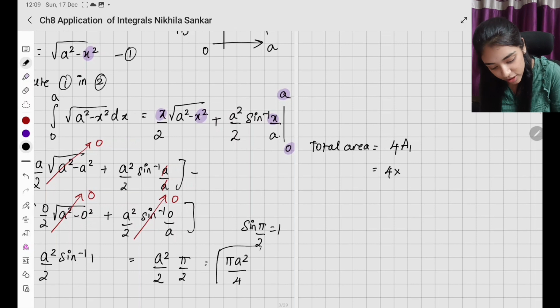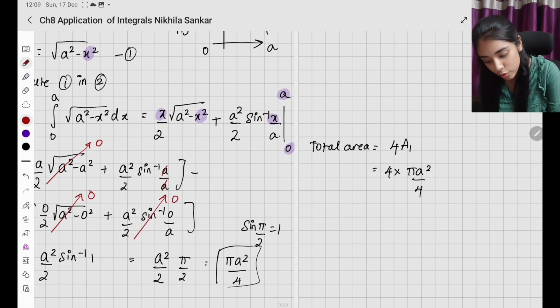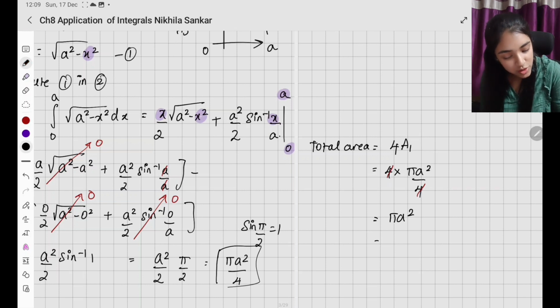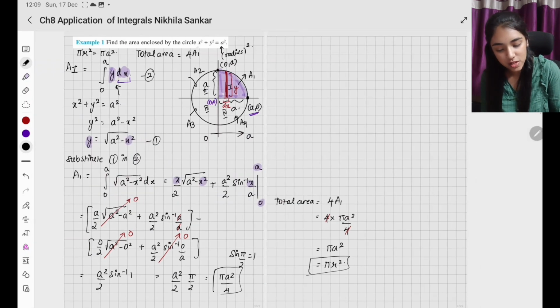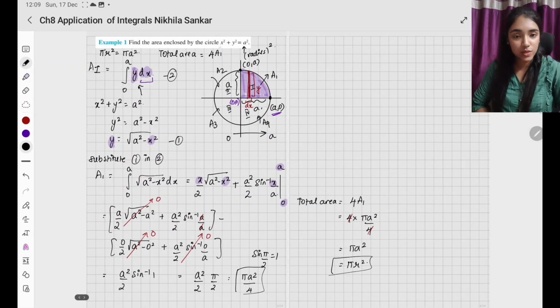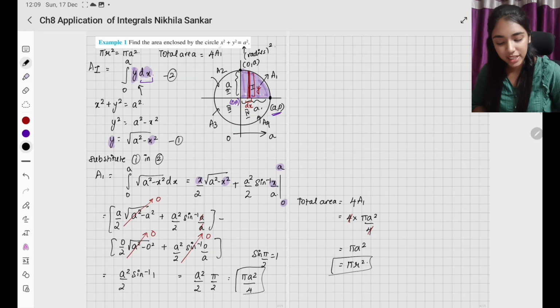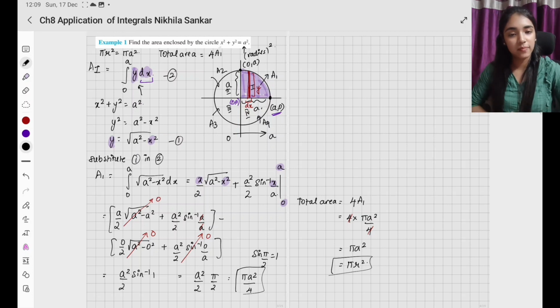What did I get here? For a1, it is going to be pi a square divided by 4. Now this gets cancelled and this is going to be pi a square, which is going to be pi r square, radius square, correct? So this is my area of circle. So this is how you find the area using integration. So இவ்ளோ நேரம் integration நம்ம யூஸ் பண்ணதுக்கான purpose இதுதான். This is how you apply. Okay? Please copy.